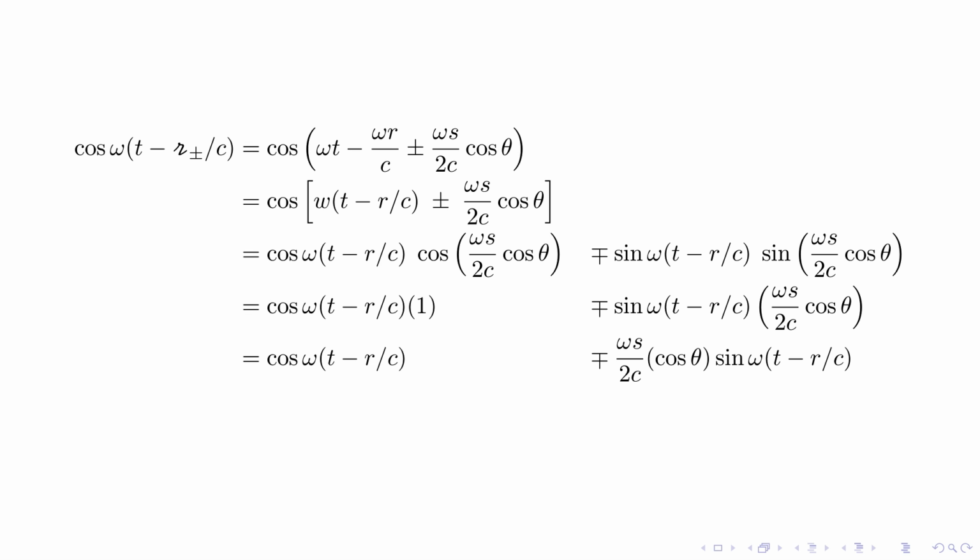Before we tackle the entire equation, let's look at the cosine part. Plugging in curly r plus or minus, we get a bit of a mess. But we can apply the trigonometric identity that cosine of a plus b is equal to cosine a cosine b minus sine a sine b. So cosine of this plus that is cosine of this cosine of that minus sine of this sine of that. And cosine of this minus that is cosine of this cosine of that plus sine of this sine of that.